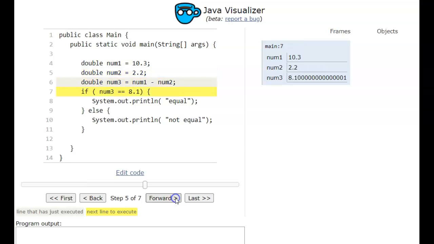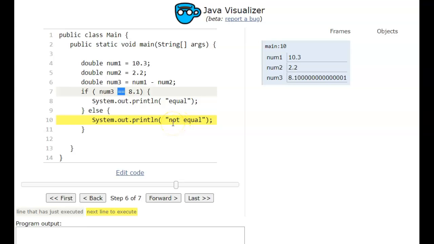So notice num3. All floating point values, whether double or float, are approximations. Recall that they're finite in size, but we're trying to represent infinitely small numbers and infinitely large numbers. So every one is an approximation, and that's what's happening here. The result of the subtraction is an approximation, but this operator is comparing exactly. And so these are not equal.